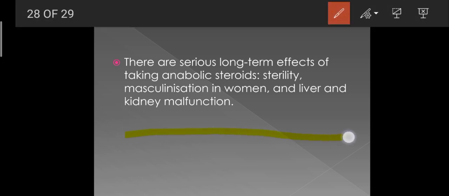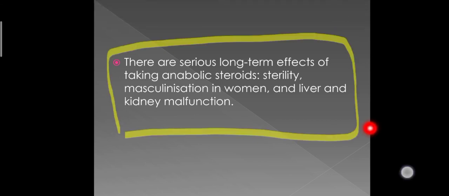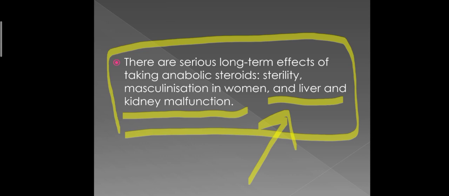So what are the serious long-term effects of the use of anabolic steroids? If a person is using anabolic steroids for longer periods of time, it results in sterility. And if a woman is overtaking anabolic steroids for a longer period of time, it results in masculinization in the woman, and it can also cause liver and kidney malfunction. Liver and kidney malfunction means the normal function of the liver as well as the kidney is disrupted. So the long-term effects of taking anabolic steroids include sterility, masculinization in women, and liver and kidney malfunction.